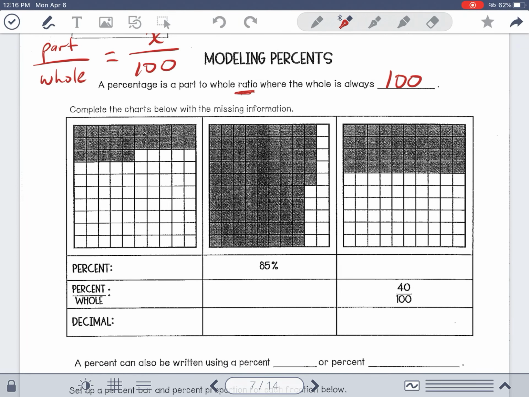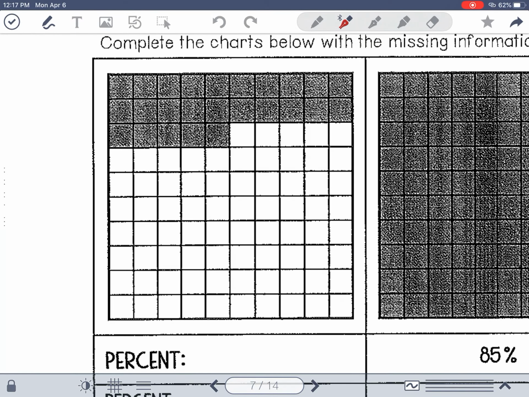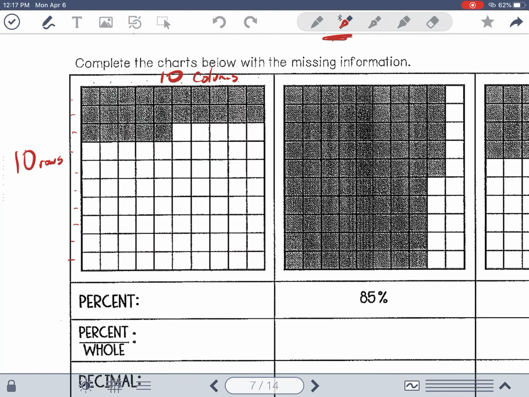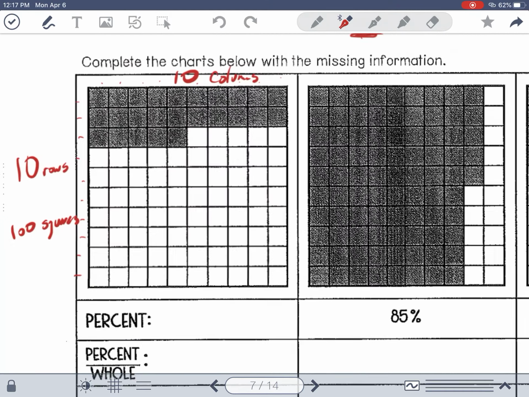Complete the missing information. How much of this picture is shaded in? What's the percentage that's shaded in? You can say that there are 10 rows and 10 columns. So how many squares are there? There are 100 squares.